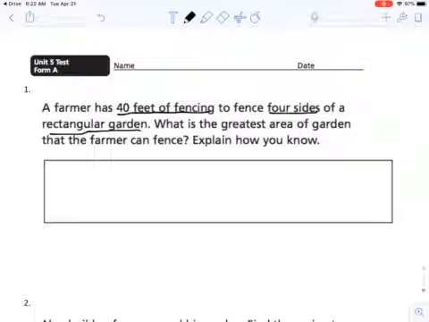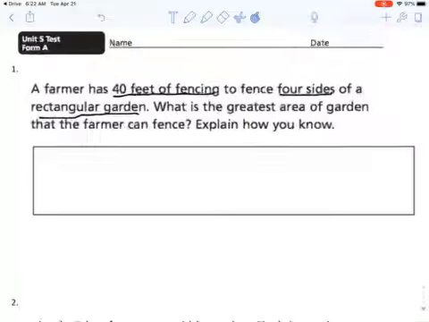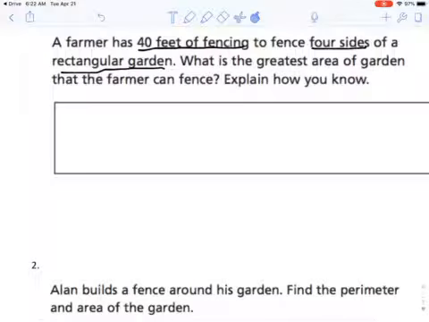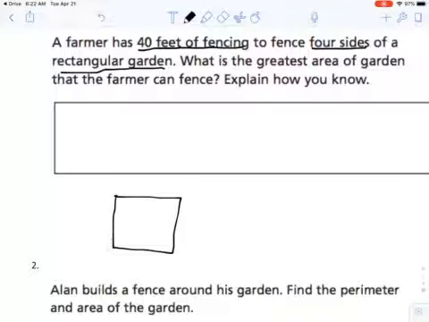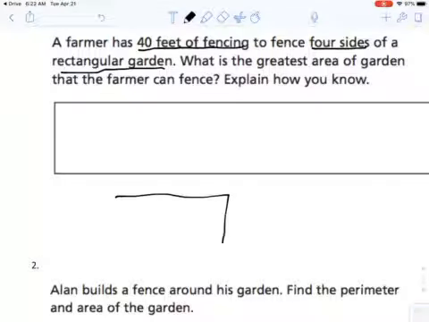But remember, you are trying to make a garden that has 40 feet of fencing. So the area is not 40 feet. If I was going to draw my garden, well, the whole thing going all the way around has to be 40. So I'm just going to give you one example. This is a wrong example, but I'm just going to play around with some numbers.